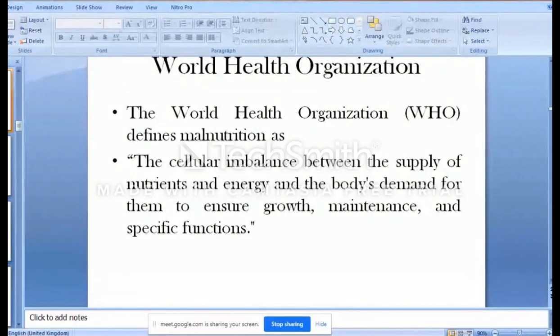The World Health Organization defines malnutrition as the cellular imbalance between the supply of nutrients and energy and the body's demand for them to ensure growth, maintenance, and specific functions.